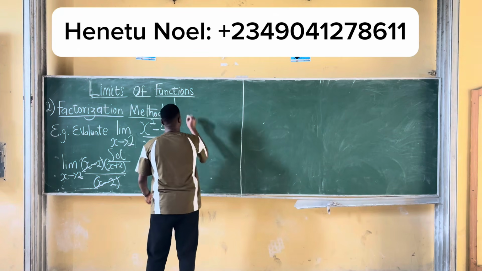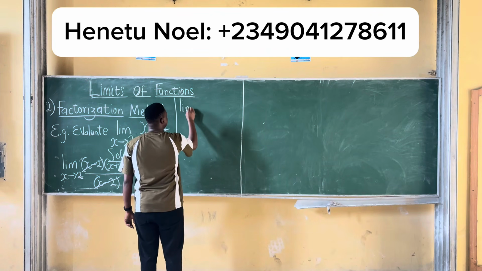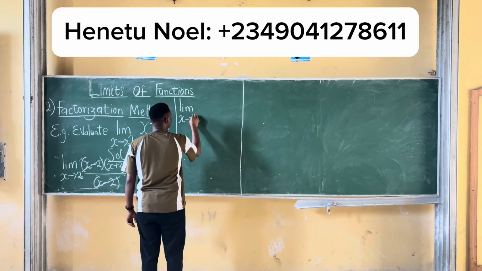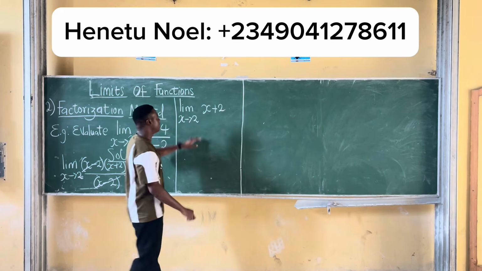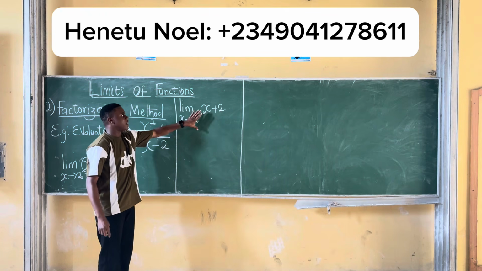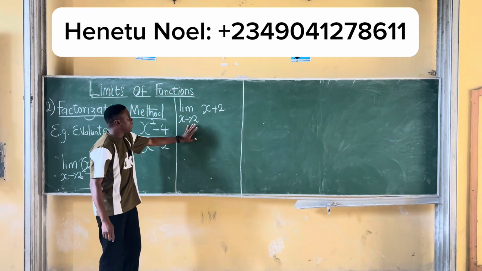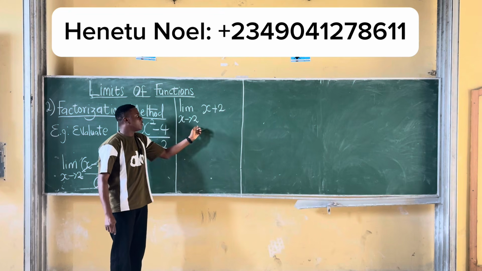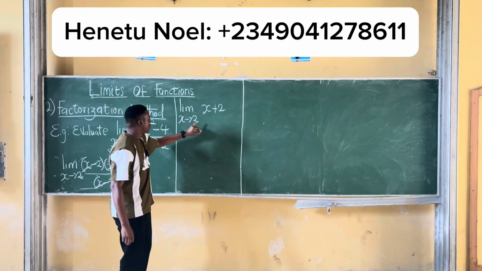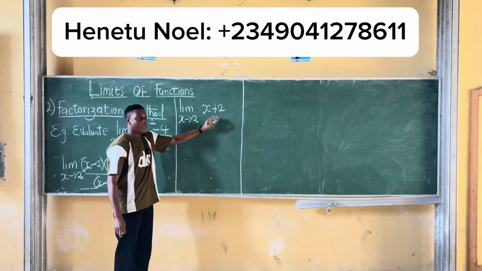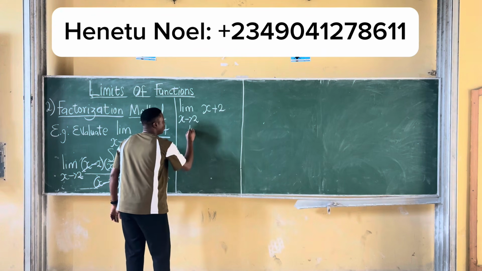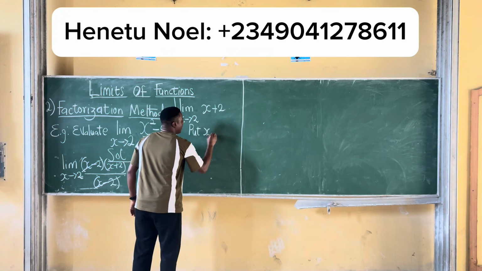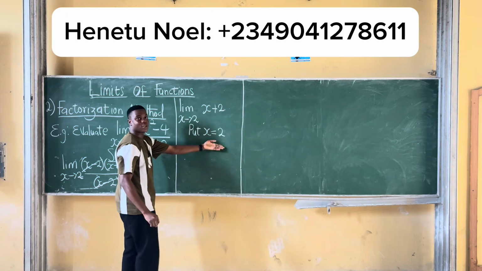So this function becomes the limit as x tends to 2 of x plus 2. So this is what we have left, okay? But we're now evaluating the limit of this function. So with this, you can see at this point, we can simply use direct substitution to put x as equal to 2. So simply use direct substitution when you've gotten here. So just put x as equal to 2. That is the direct substitution method.